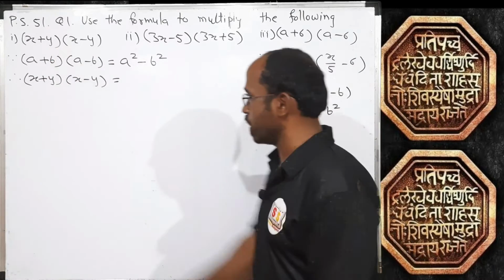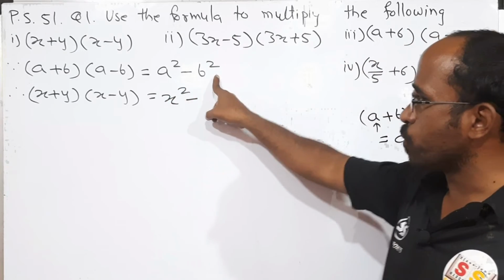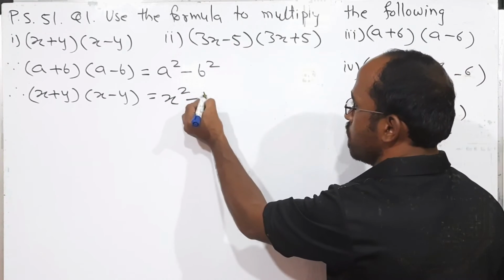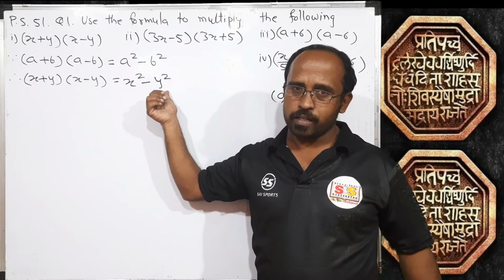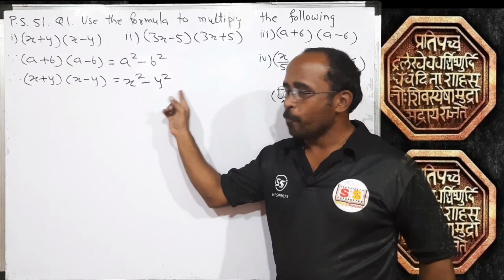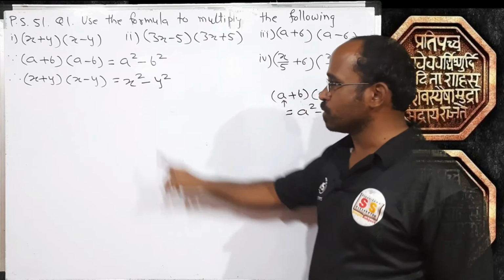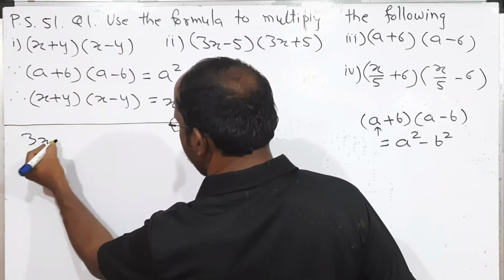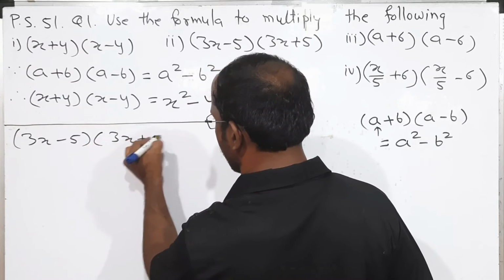A square means x square, minus b square means y square, and x square minus y square are unlike terms. This is our final answer. The easiest one, we can solve in only one step. Got it, students? 3x minus 5 into 3x plus 5.